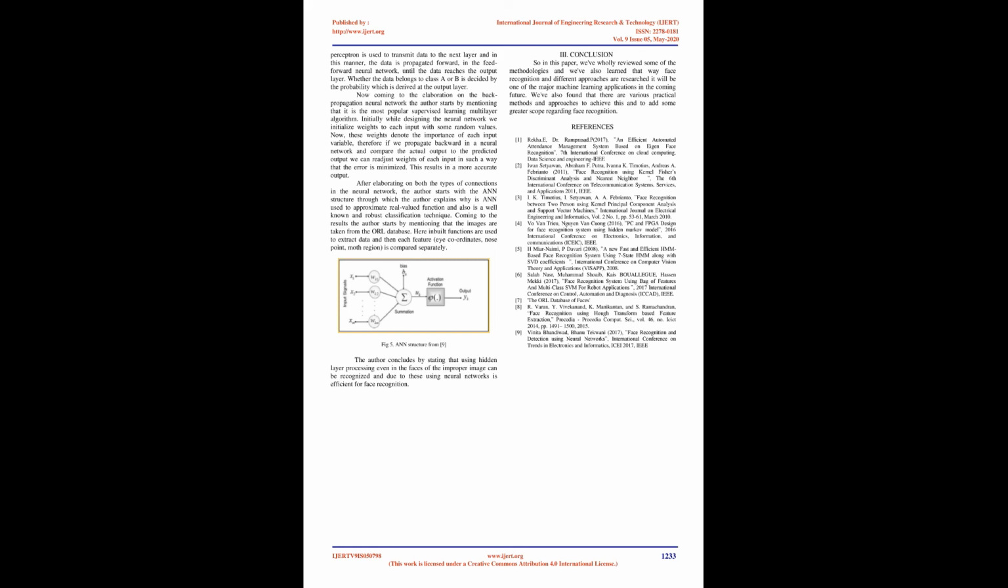An activated perceptron is used to transmit data to the next layer, and in this manner the data is propagated forward, in the feed-forward neural network, until the data reaches the output layer. Whether the data belongs to class A or B is decided by the probability which is derived at the output layer.